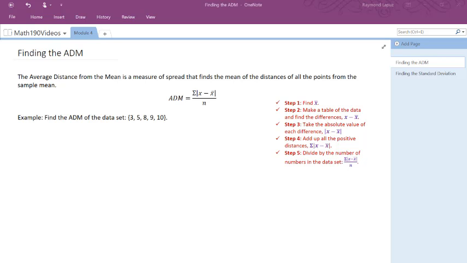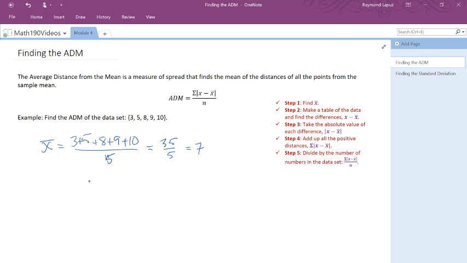Here's a short video to find the ADM, average deviation from the mean, and the standard deviation. We have a small set of numbers: 3, 5, 8, 9, and 10. Our first step for finding the ADM is to find x bar. So x bar is going to be the sum of all these numbers divided by the number of numbers that we have, which is 5. And so this is 35 over 5, which is equal to 7, and that's our mean.